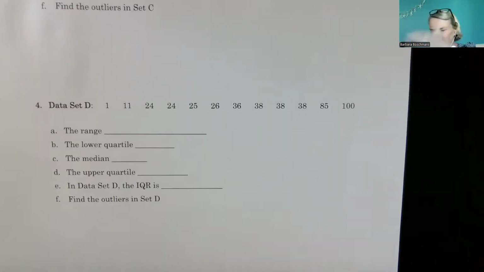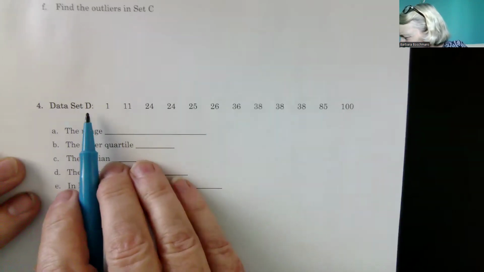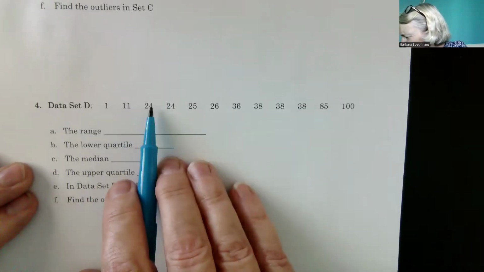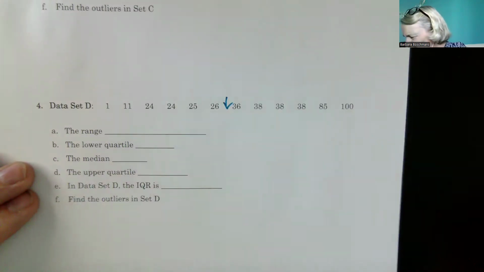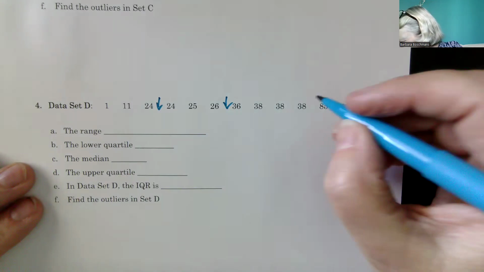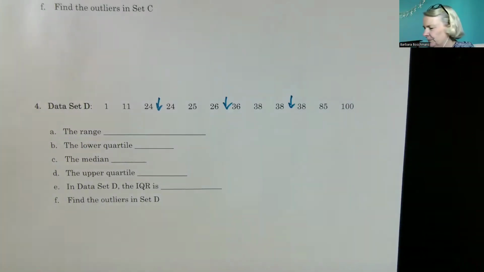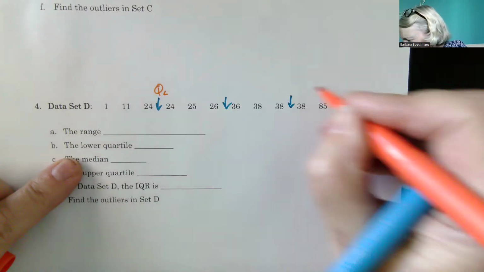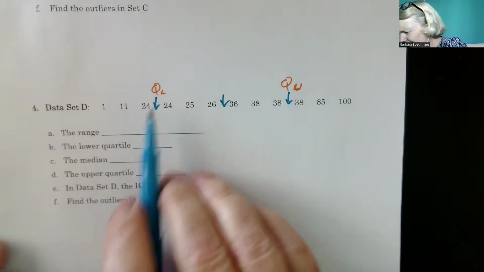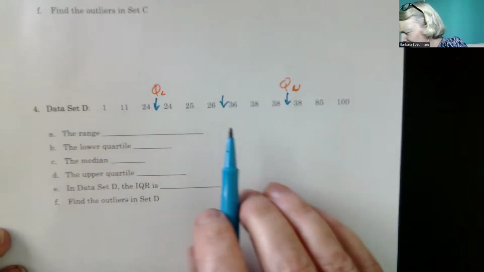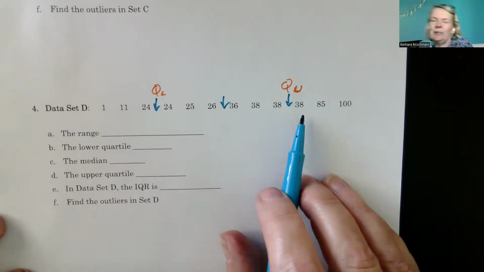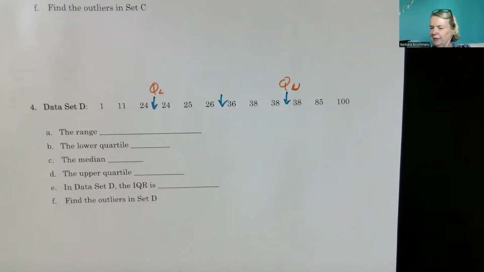And one more example, again, fill out the rest. One more example, data set D. Your median's between 26 and 36. And now, if you look, you are going to have a lower quartile that's also an average and an upper quartile that's also an average. So lower quartile is the average of 24 and 24. Median is 26 and 36, the average of those two, and 38 and 38 is the upper quartile. And then go ahead and fill out the rest.